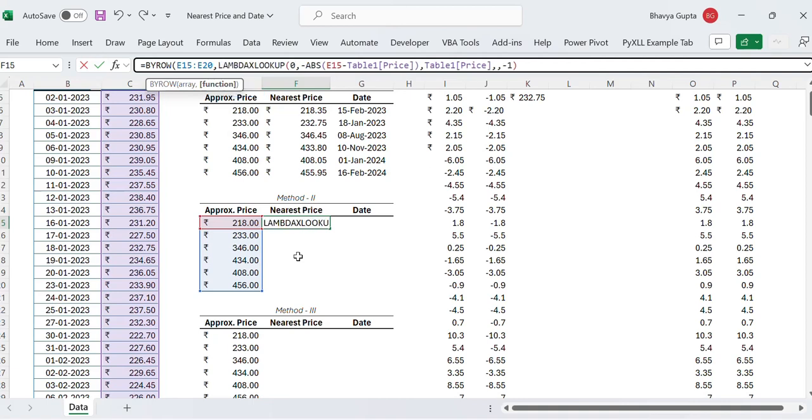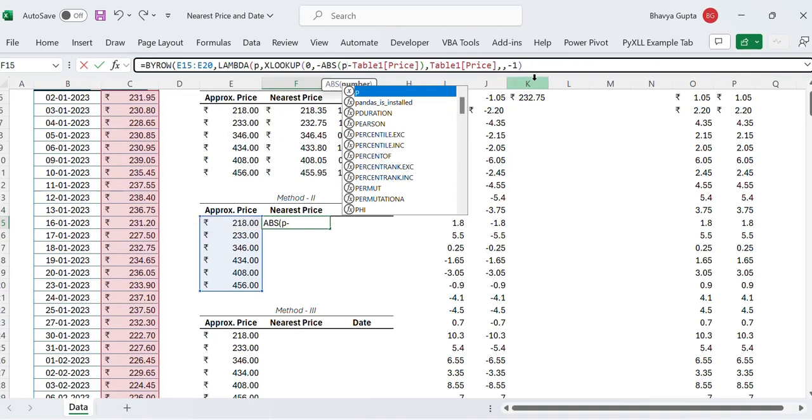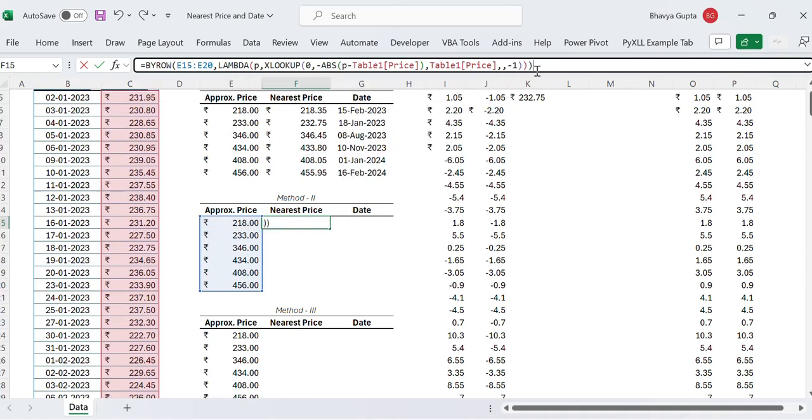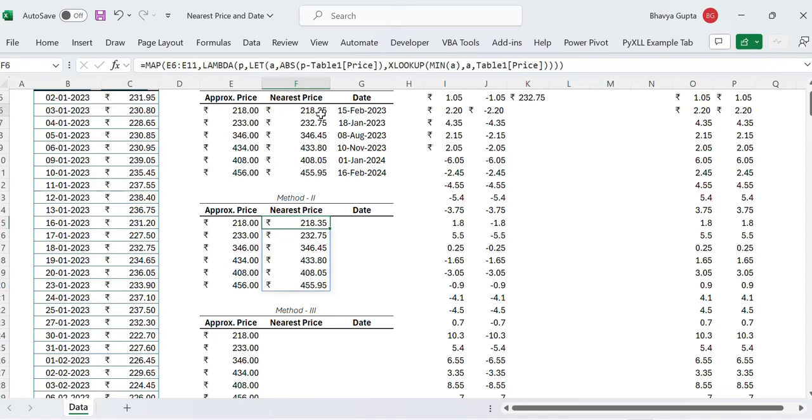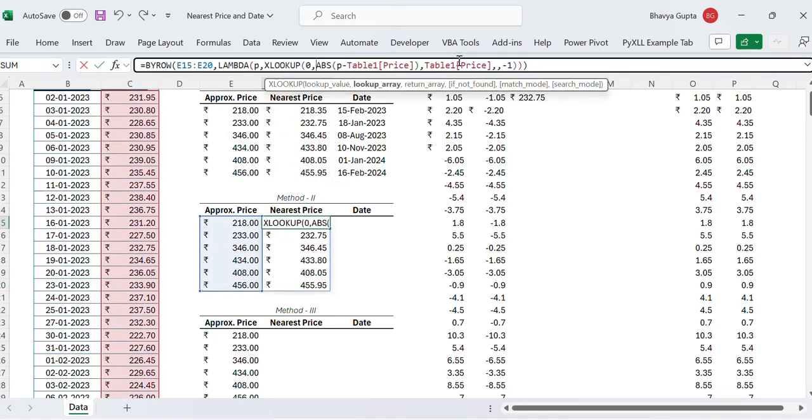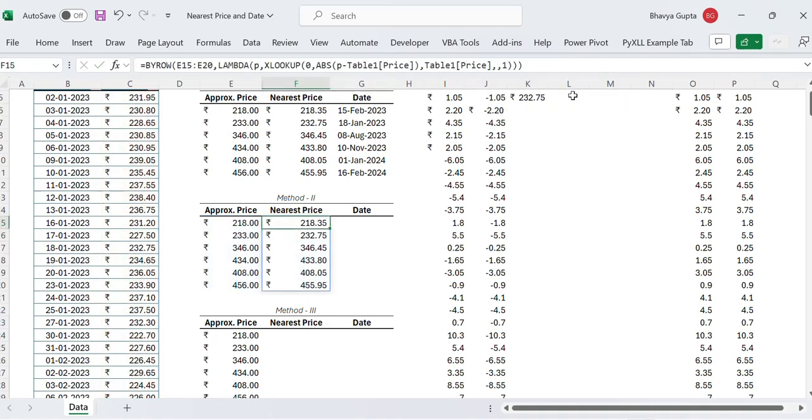We will have to apply first of all a lambda function, and let's say we denote each of the rows in this array by p. For each of the row values, we have to apply this operation, and we will replace this E15, because we are using that as approximate price input. So we will replace that by p, close the brackets, press enter, and we got the same result here. And if we remove the negative sign and use +1 here, then also we are getting the same result here, right?